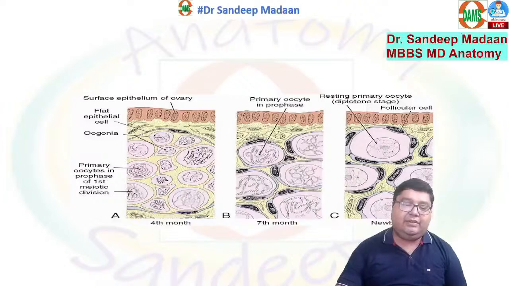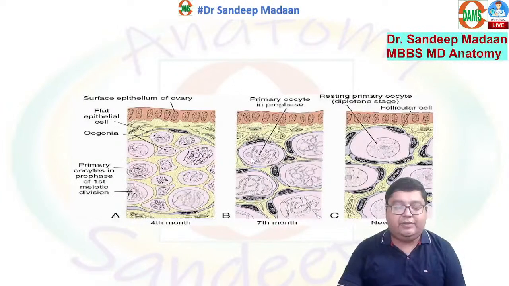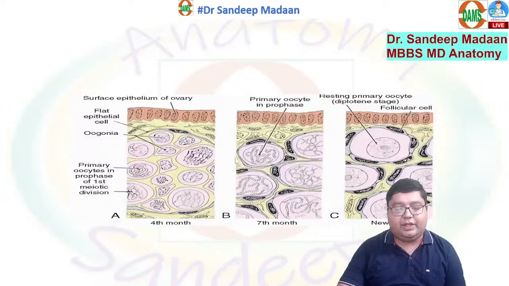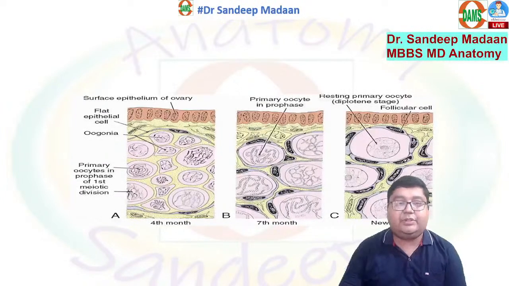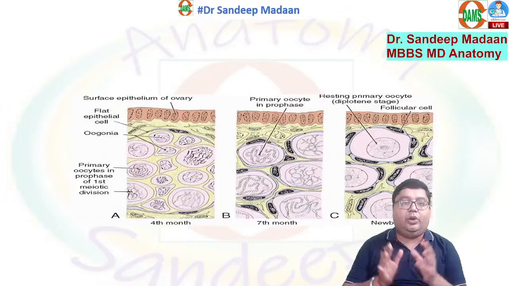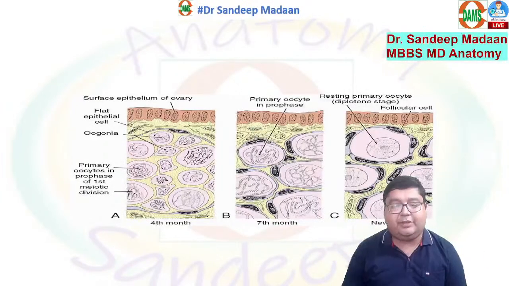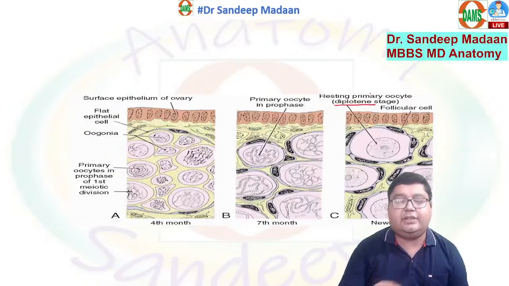Initially they will be given shelter as a group in a common shelter, but then they are given individual shelter. Individual shelter means they will be surrounded by the follicular cells. So one oocyte surrounded by follicular cells is called one unit, and the name of the unit is primordial follicle. So basically, when the female baby is born, both the ovaries are loaded with primordial follicles, where the primary oocyte is in the resting stage, that is the diplotene stage, right?